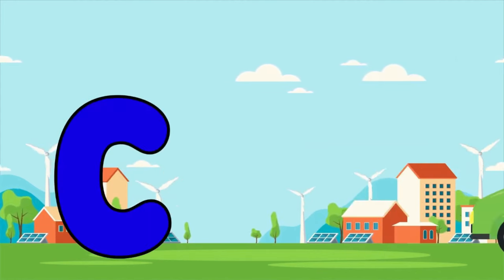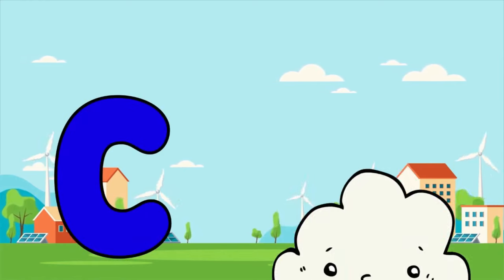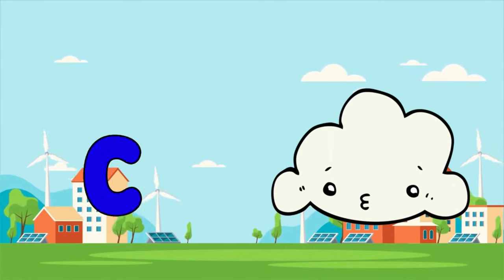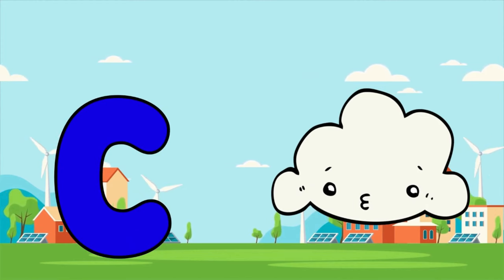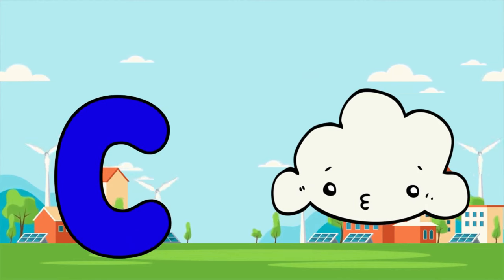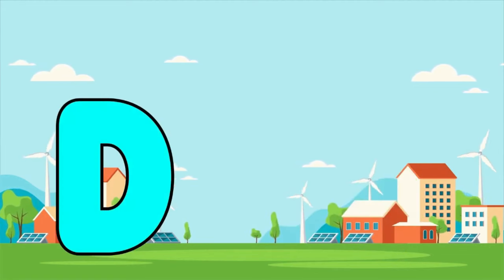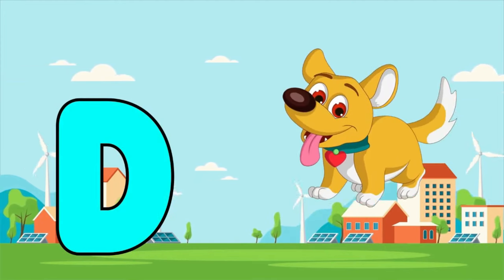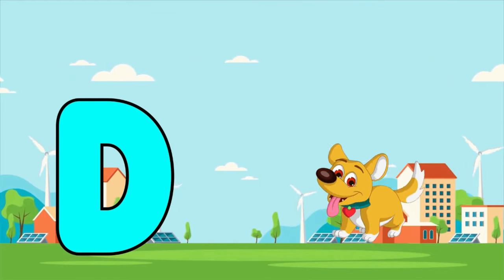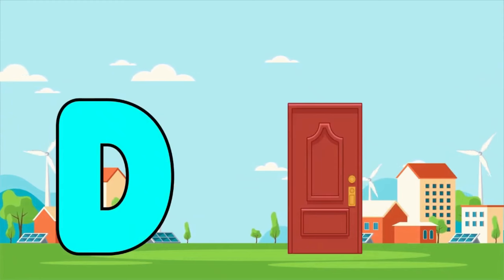C is for car. K-K-car. C is for cloud. K-K-cloud. D is for door. D-D-door. D is for dog. D-D-dog.